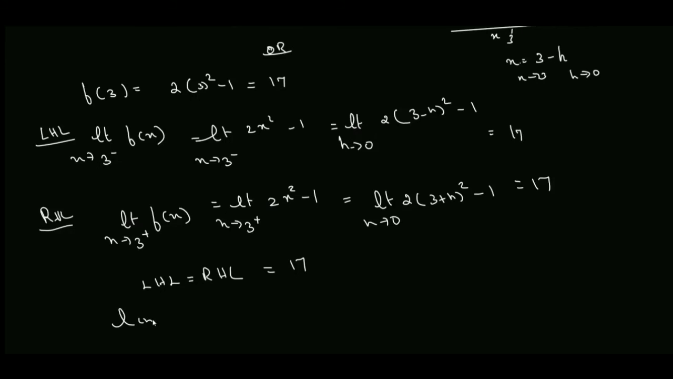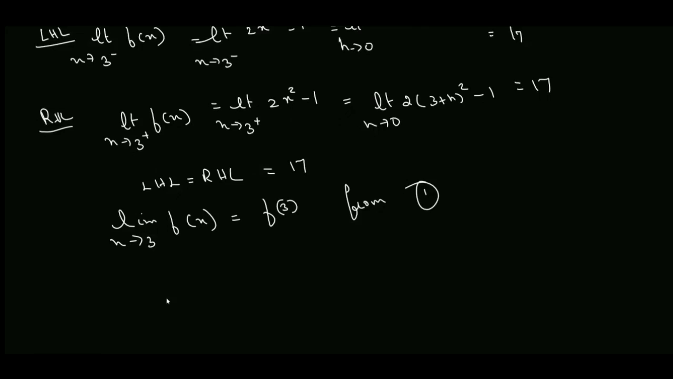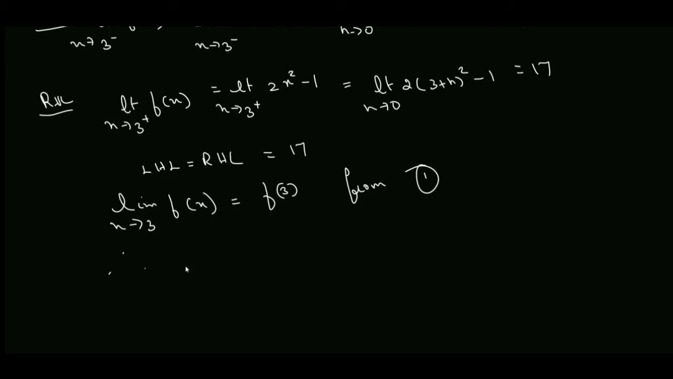So limit x tends to 3 of f of x is equal to f of 3, the functional value, from 1. You can write this as equation 1. So from 1, limit value is equal to the functional value. Therefore, the function is continuous at x is equal to 3.